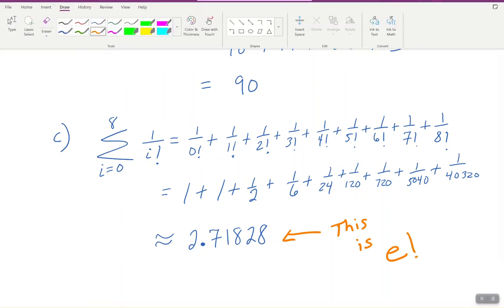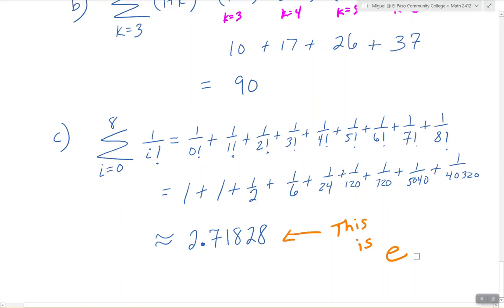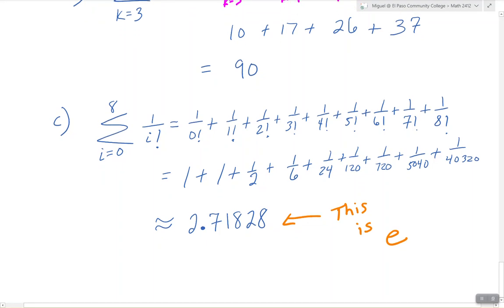I shouldn't put the exclamation mark since we're talking about factorial. So this is the value of e, Euler's number e. We should remember it, especially from pre-cal 1, the natural log and all that. So this is how you actually get that value.